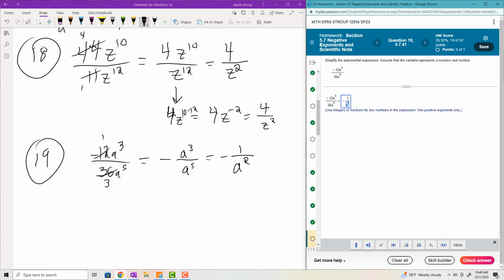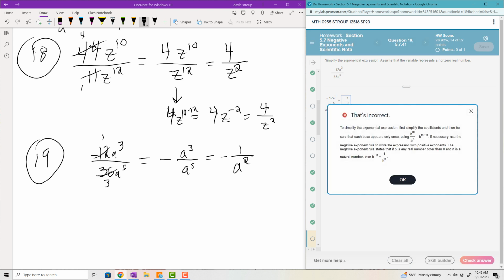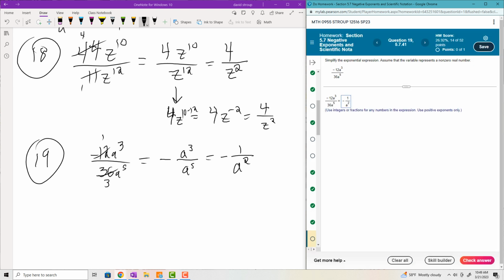Oops, I put a Z in there. Oops, 3. I lost a 3 in there. So it should be a 3 right here.